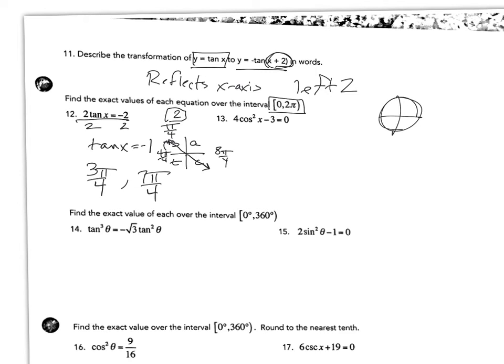When you have a square, pay attention, be careful. It's either factoring or it's square root. This has only the cosine squared, so we will be taking the square root. Add 3. So 4 cosine squared of x equals 3. And divide by 4. Cosine squared of x equals 3/4.